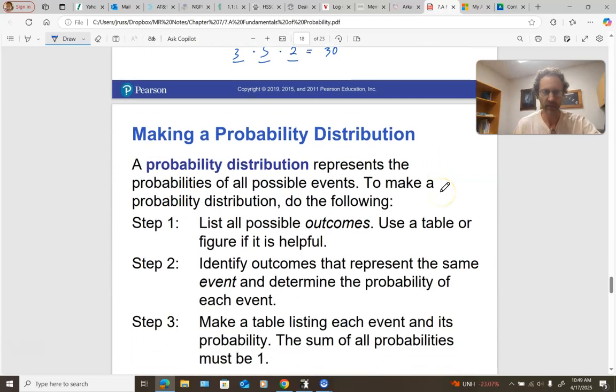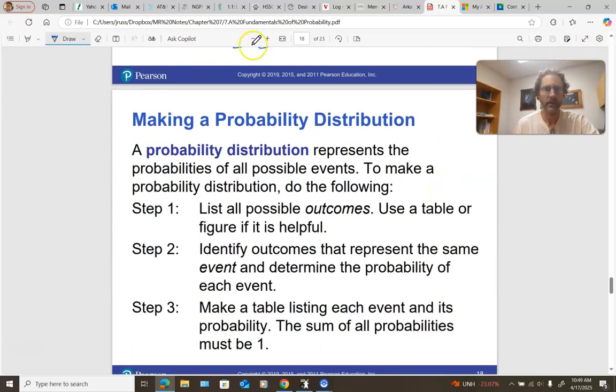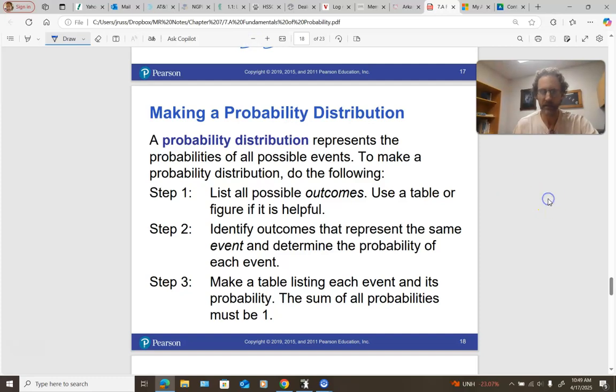And the next thing I want to show you, I don't know that your homework is going to touch on this, but I did want to talk about it for just a minute, because if you ever take an introductory statistics class, you're going to talk about this. So it is a probability distribution.